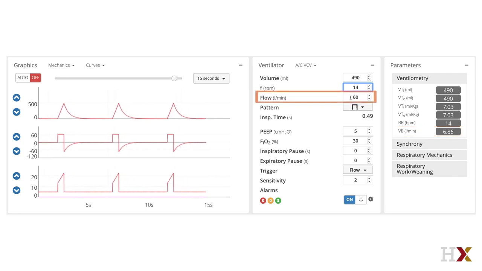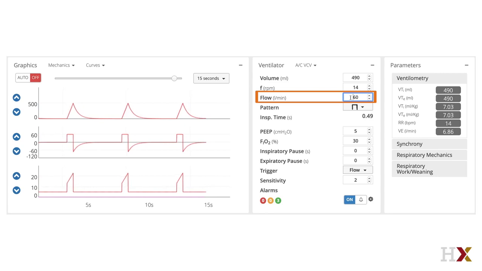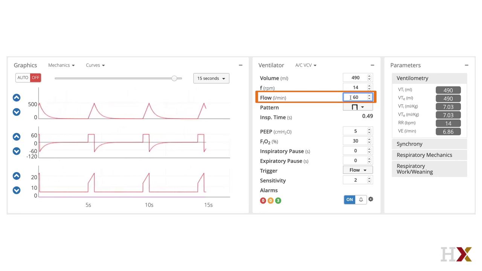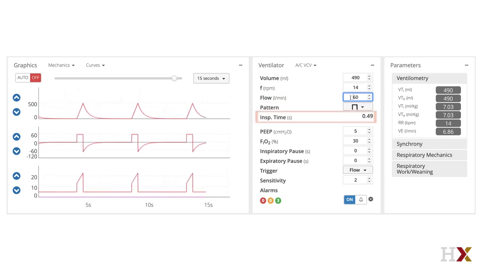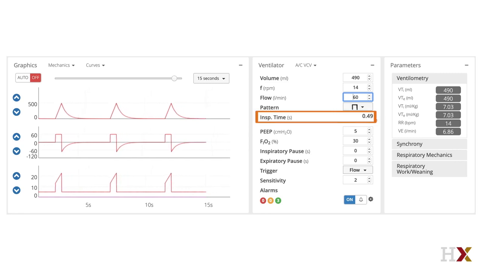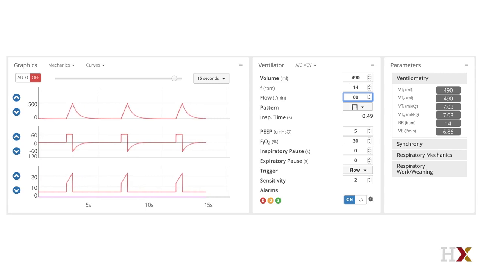The flow is set to 60 liters per minute, which is the maximum recommended setting for flow. A flow of 60 liters per minute is equal to 1 liter per second when you divide it by 60 to convert, which makes it easy to determine the inspiratory time. To deliver 490 milliliters, or 0.49 liters, in this example, would be delivered in 0.49 seconds. Now 0.49 seconds is considered quite a short inspiratory time. Typically it should be between 0.75 and 1 second.